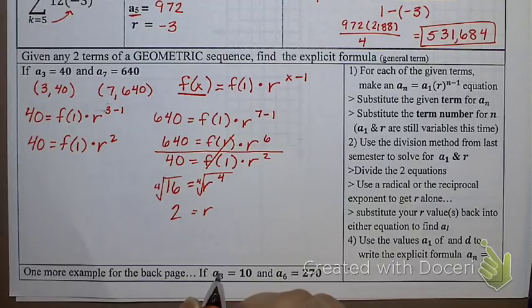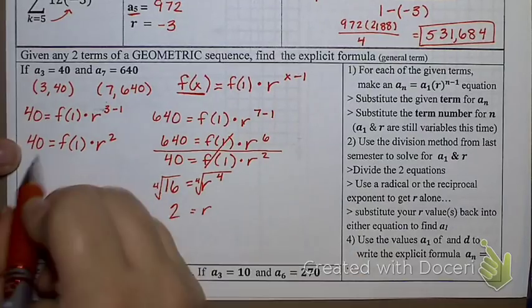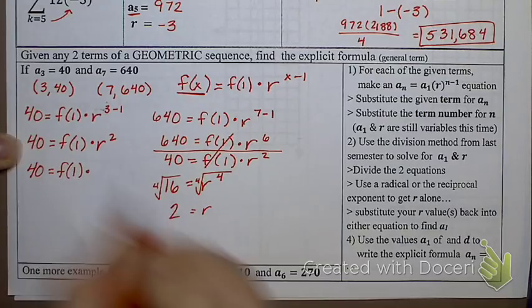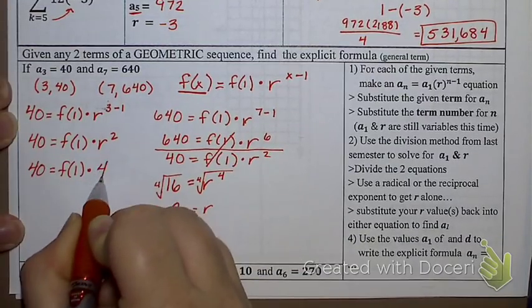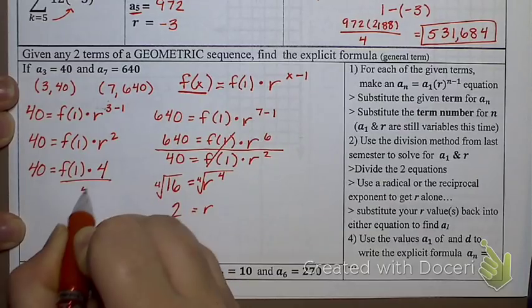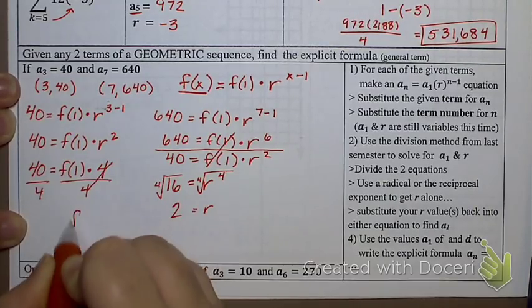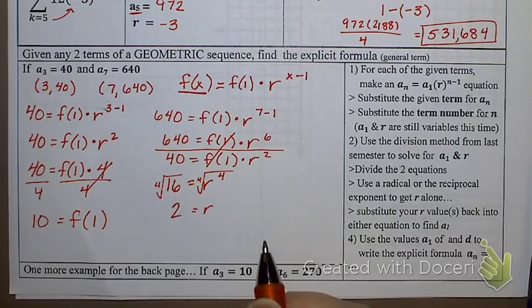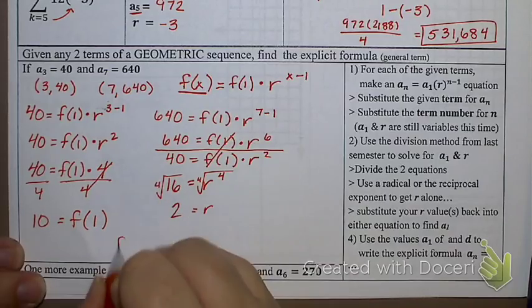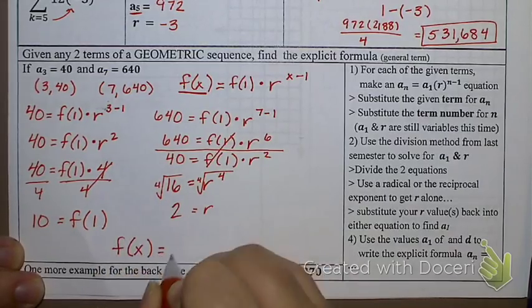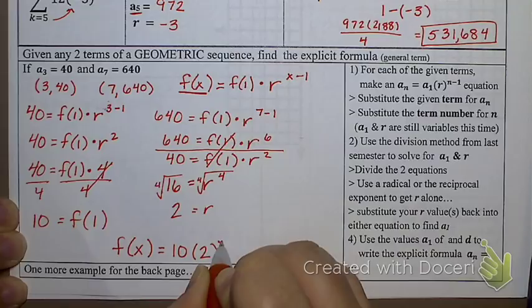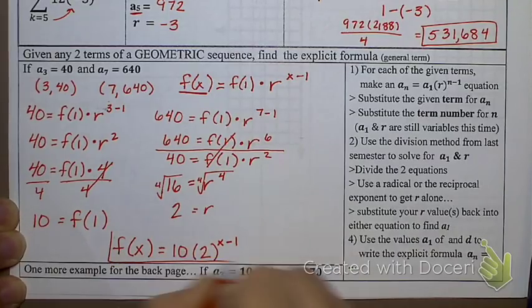So I found r. How do I find the first term? Go back to one of my equations. This one's probably the easiest. So 40 equals f of 1 times, what would 2 squared be? 4. Divide by 4. F of 1 is equal to 10. Do I have everything I need for my equation? So f of x equals what? 10 times 2 to the x minus 1.